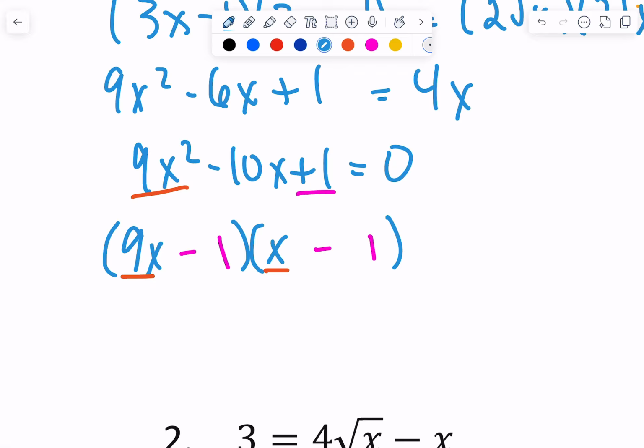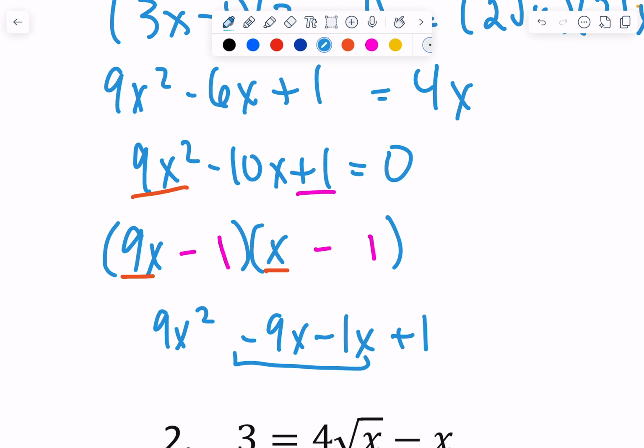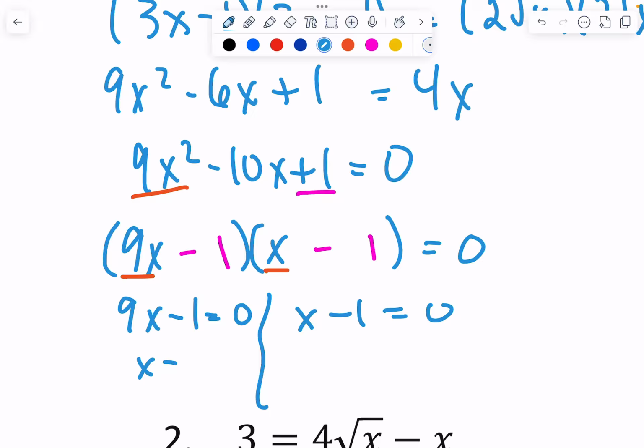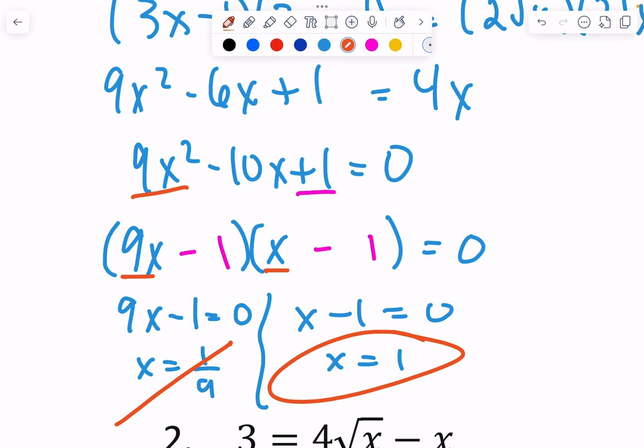Now let's check it. If we FOIL, we get 9x squared. Outer, we get negative 9x. Inner, negative 1x. Last, positive 1. Combine like terms, and we get negative 10x. So this is correct. Set each piece equal to 0. And you get x equals 1/9 and x equals 1. 1/9 ends up being extraneous, so the only solution is 1.